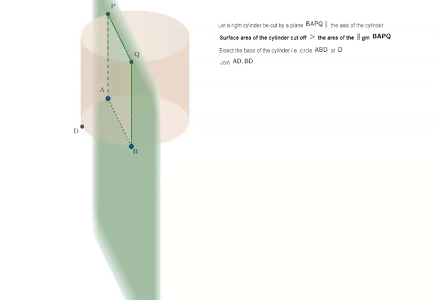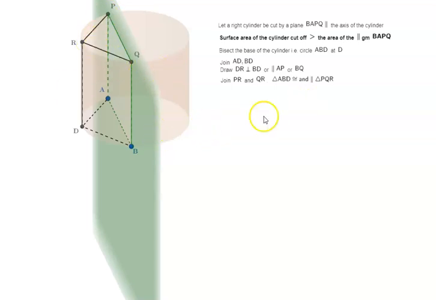Join AD and BD. Draw DR perpendicular to BD, or DR parallel to AP or PQ. Join PR and QR. Now here triangle ABD is congruent to triangle PQR, and a right prism with triangular basis is formed.